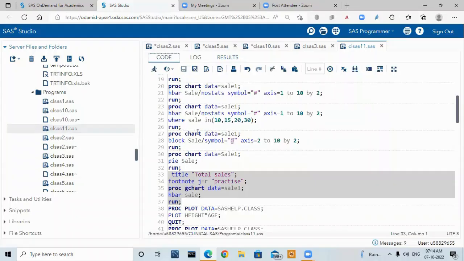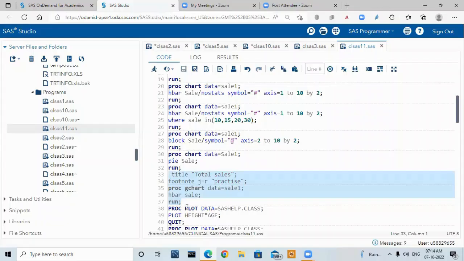See, before, the proc CHART, if you see, it is drawing the graph by using symbols. But here, by the proc GCHART, it will draw colorful graphs. So these programs we have not included because sometimes it was not running.